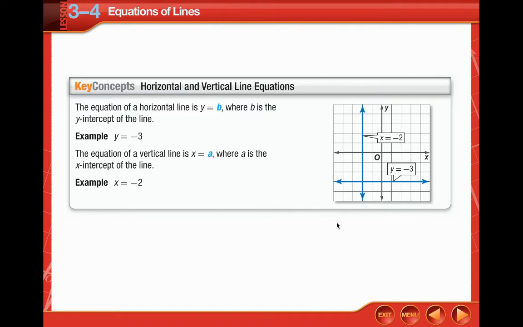All right, key concepts. The equation of a horizontal line is y equals b, where b is the y-intercept of the line. The equation of a vertical line is x equals a, where a is the x-intercept of the line. I've never seen it where they give you the x-intercept as a. So, yeah, that's exciting stuff there.